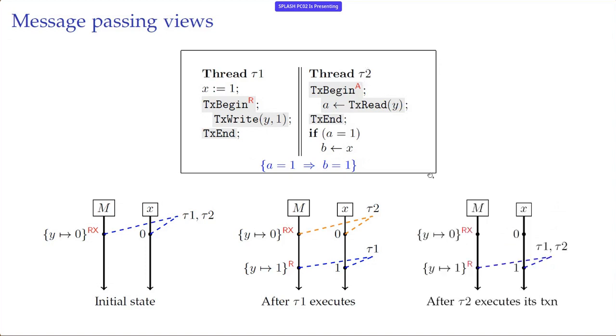Well, because we have an acquiring transaction reading from a releasing transaction, you're guaranteed the view is also updated to whatever the view of this thread is. So essentially the semantics will guarantee that the view of thread tau2 is also updated to 1, which means that the only thing that you could read when we get down here is 1. Okay, so that's the basic idea.